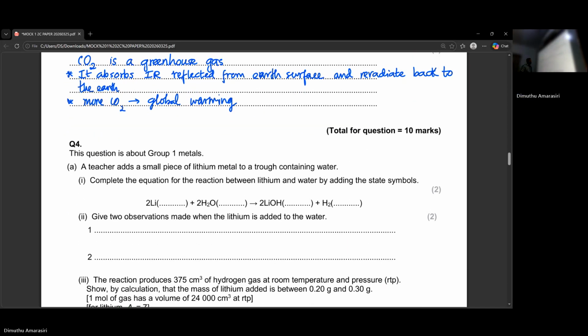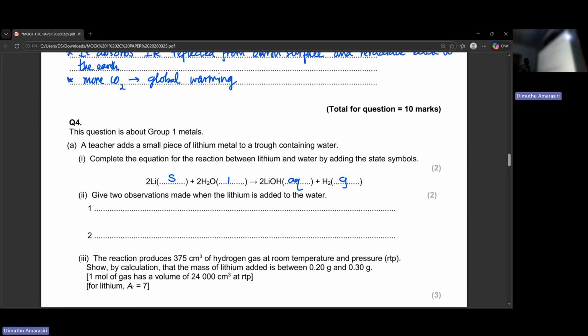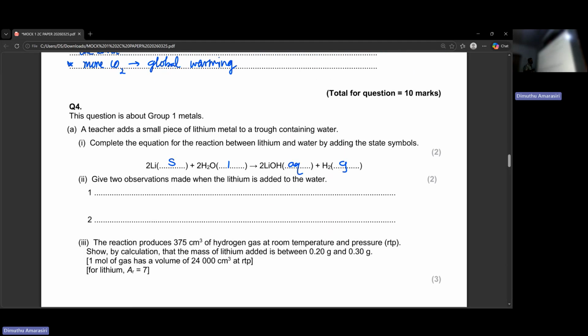Okay, question number 4. Reaction: lithium solid, water liquid, giving an aqueous solution and hydrogen. Give 2 observations made when lithium is added to water.